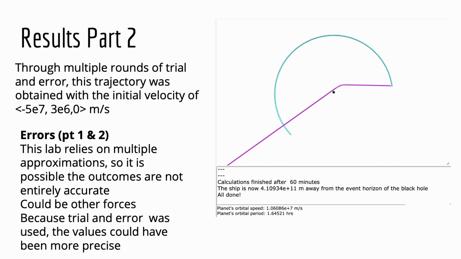Possible sources of error for parts 1 and 2 could be from the fact that this lab relies on multiple approximations, so it's possible that the outcomes are not entirely accurate. This also means that there could be other forces acting on our system which aren't accounted for in our model. And because trial and error was used, the values could have been more precise.